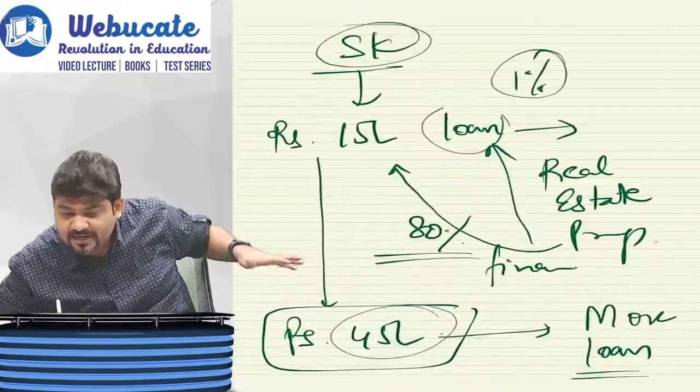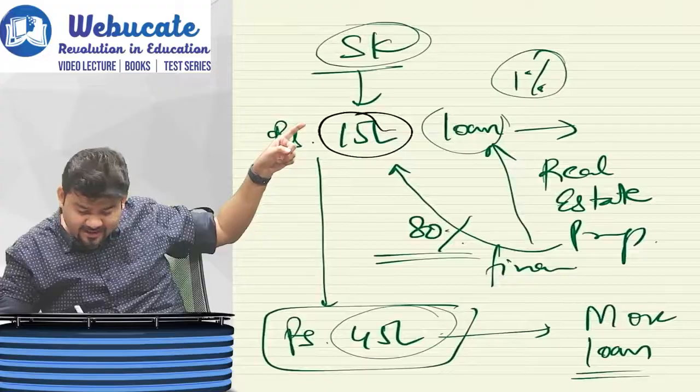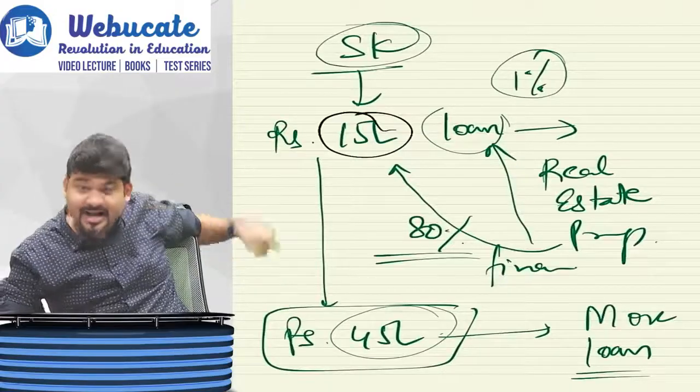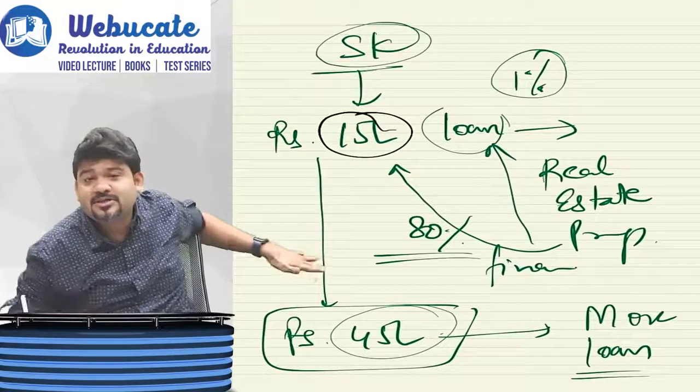So I had started by purchasing a property at 15 lakh. Then the value went to 45 lakh. At this point, again, I purchased a property.